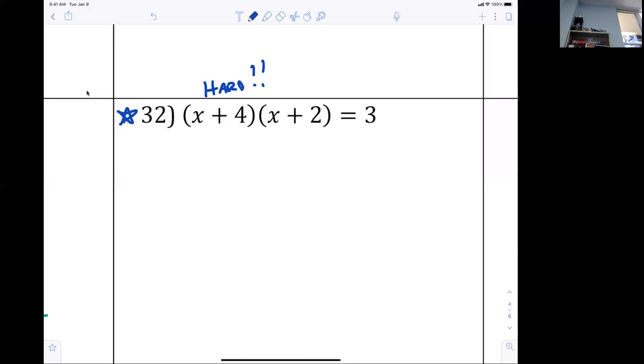You're supposed to be able to hold that in your head. Then you go, this is 2x. You're supposed to be able to hold that in your head and say, what was in my head before? 4x and 2x makes what? 6x, and then 4 times 2 is 8.